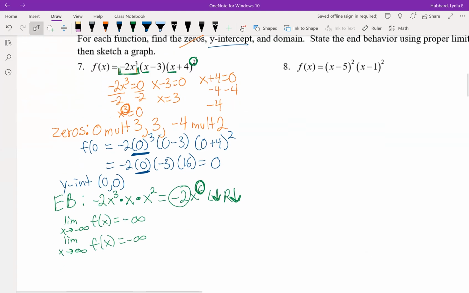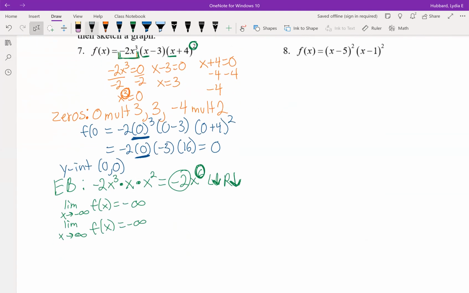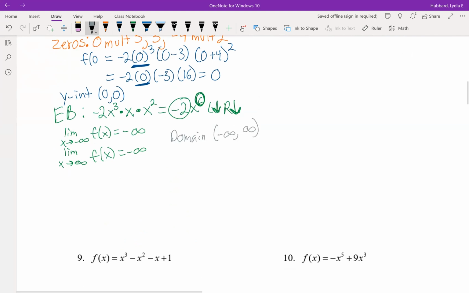And then this also asks us to state the domain. The domain of this polynomial function, because there are no restrictions on it, is just going to be all real numbers or -infinity to infinity. You would also see that once we started to graph it. So let's go ahead and graph it.